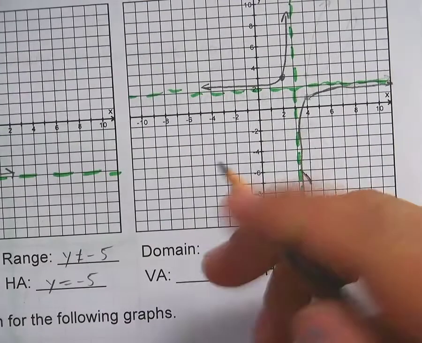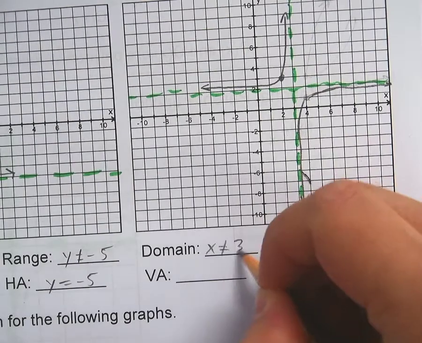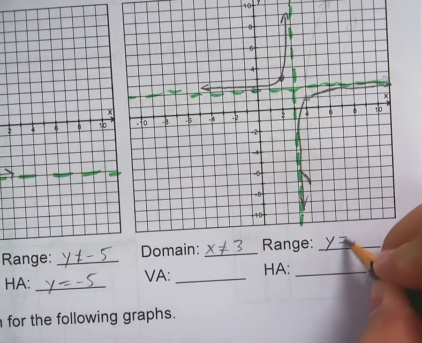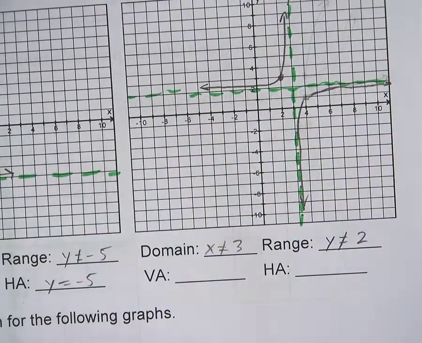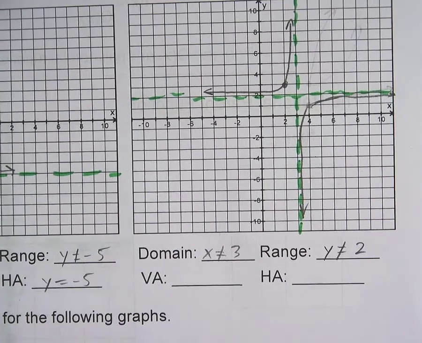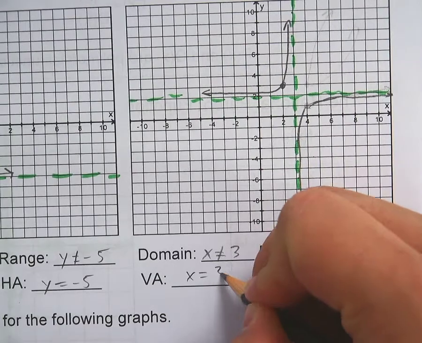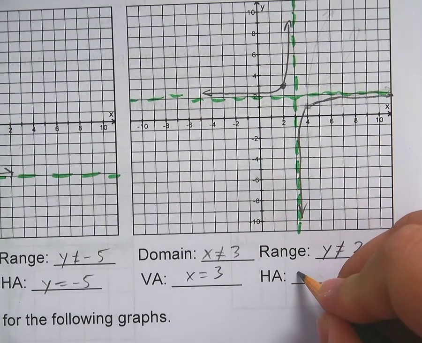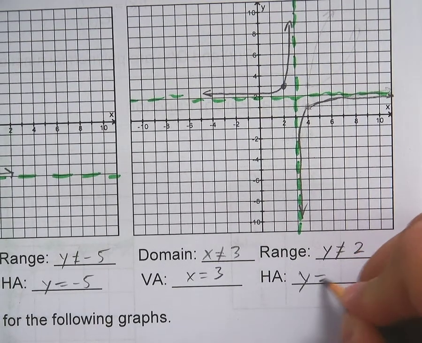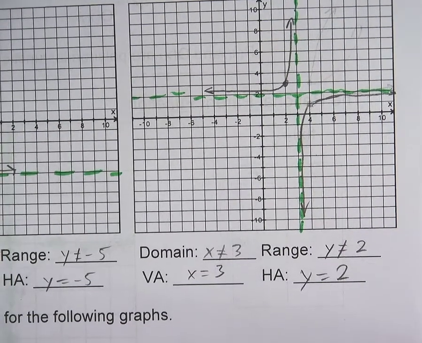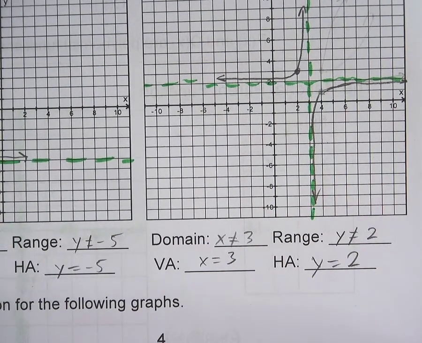Alright, domain is x cannot be 3. Range is y cannot be 2, because you can't touch your asymptotes. x equals 3 for a vertical asymptote, and y equals 2 for a horizontal asymptote.